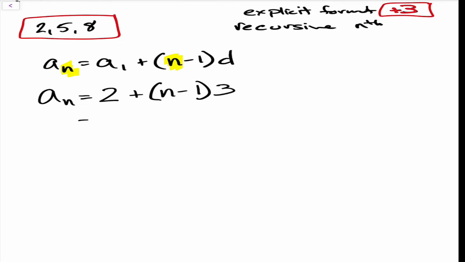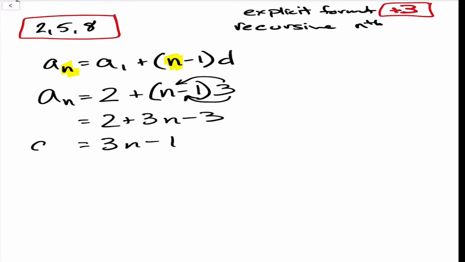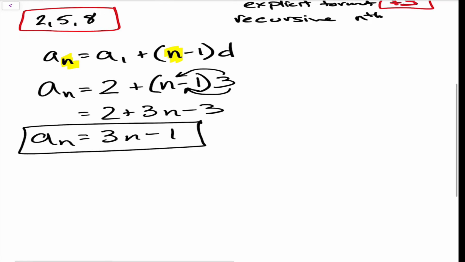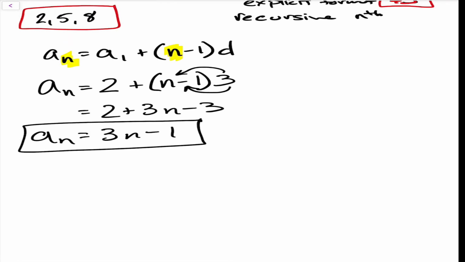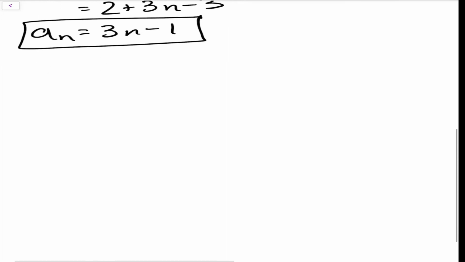So now let's simplify this formula. That's 2, and then I can use the distributive property here. 2 plus 3n minus 3 simplifies to 3n minus 1. So with this explicit formula, now I can find any term that I want, any term, okay?